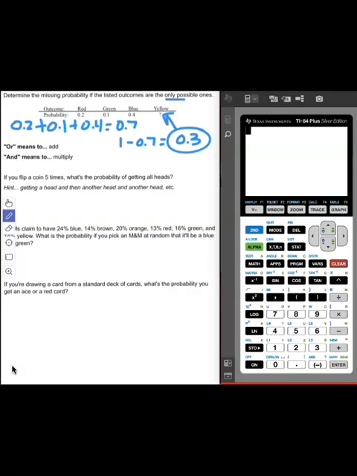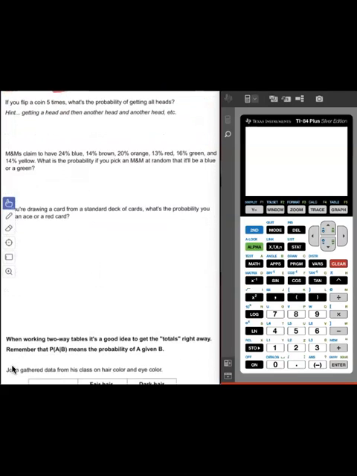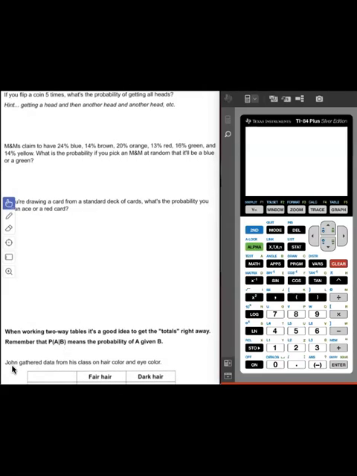Okay? When probability started getting a little bit more complicated, we added in some rules. Or means add, and means multiply. Okay, so we have to think about that as we go through these as well. This one says, if you flip a coin 5 times, what's the probability of getting all heads? Okay, well, here's what that's going to look like. We have the probability of 5 heads.